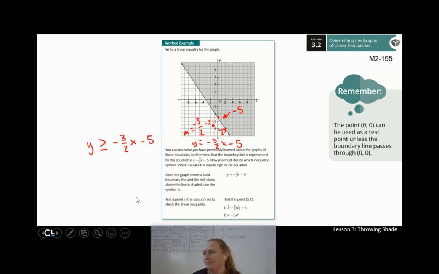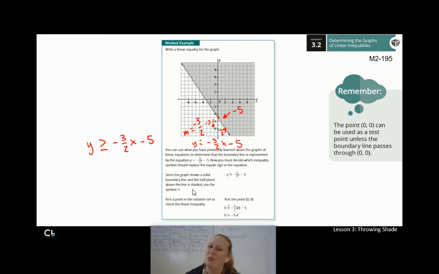Yay. Well, that's not so bad. Got a little messy there. But we have our y-intercept, we have our slope, and I can totally write the inequality now. We know it's a solid line. We saw it was shaded above. And there we go. Huzzah and happy day.